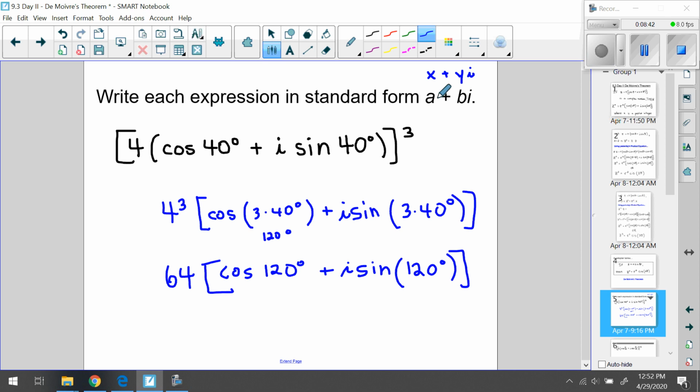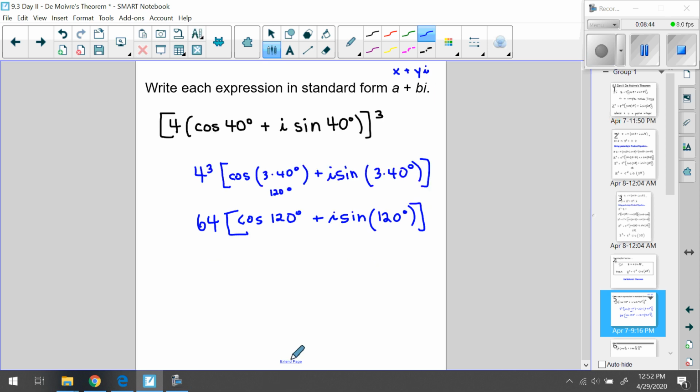And so in this case, we just need to substitute the value of cosine 120 and the value of sine 120 and then simplify. That's what they're asking us to do here. So cosine 120 is -1/2. That's a value we should know from our unit circle. And then plus i sine 120. Don't forget your i. And the sine of 120 is positive √3/2.